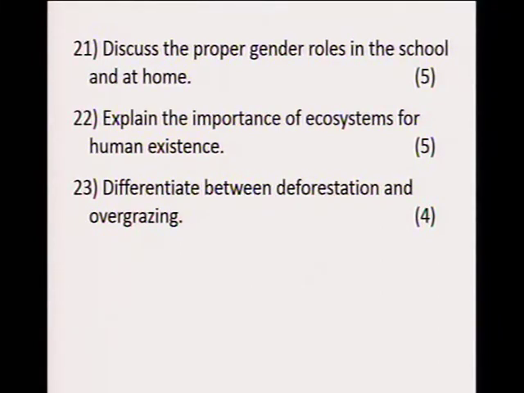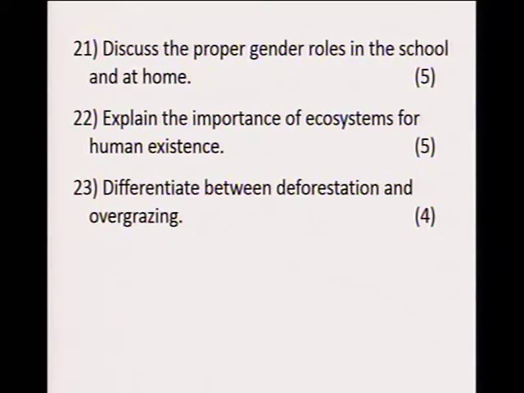And question 22 is about the ecosystem. So explain the importance of the ecosystem to human existence. Why is the ecosystem important to our existence as humans? So explain the importance of the ecosystem for human existence, out of 5. So just explain the importance of the ecosystem to human existence.